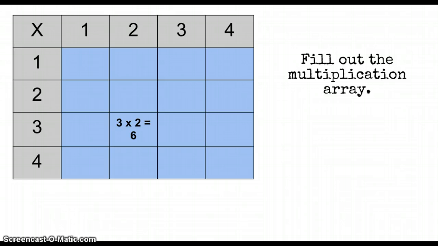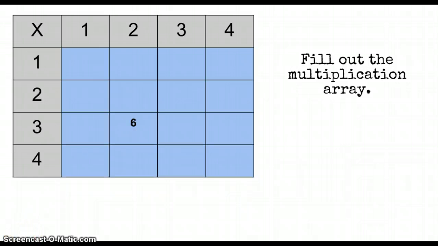The first thing we're going to do is step number 1. You need to fill out the multiplication array below. In order to fill this out, you take the number on the left column and multiply it by the number on the top, and you write the answer in between. One example would be 3 times 2, and you'll write 6 in the box.